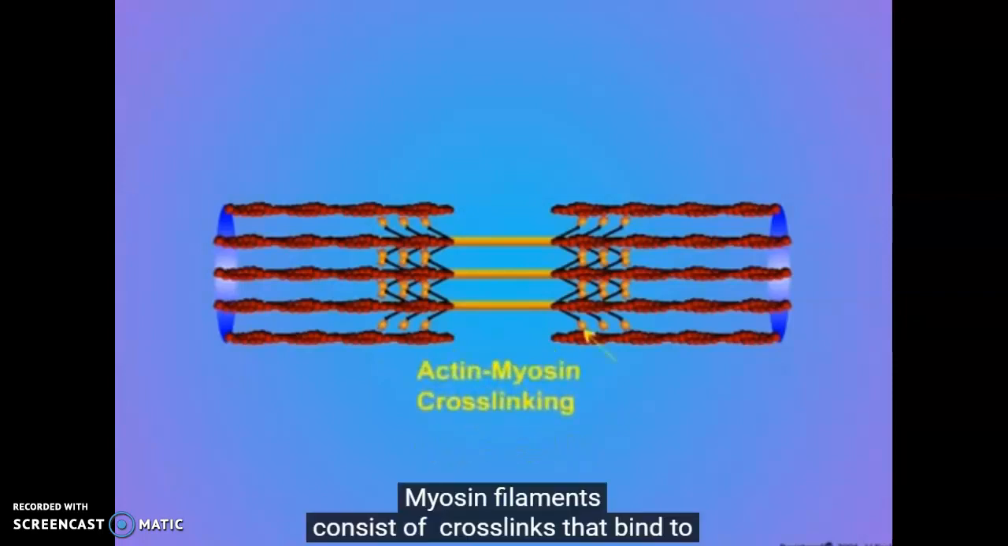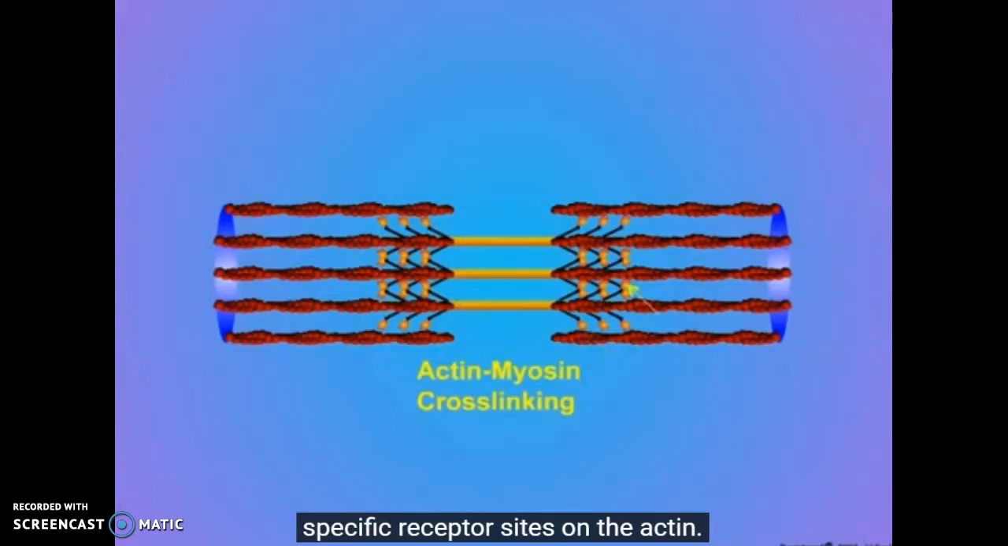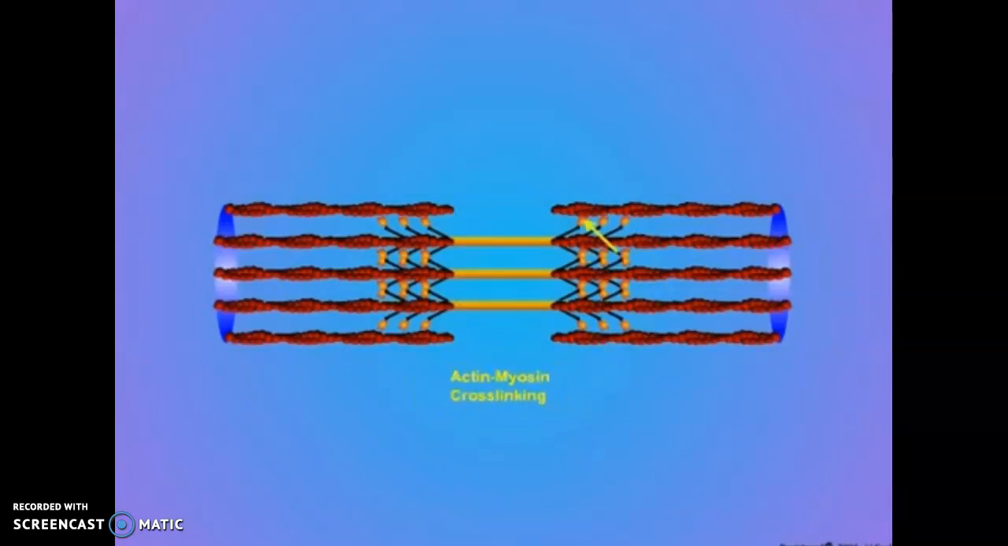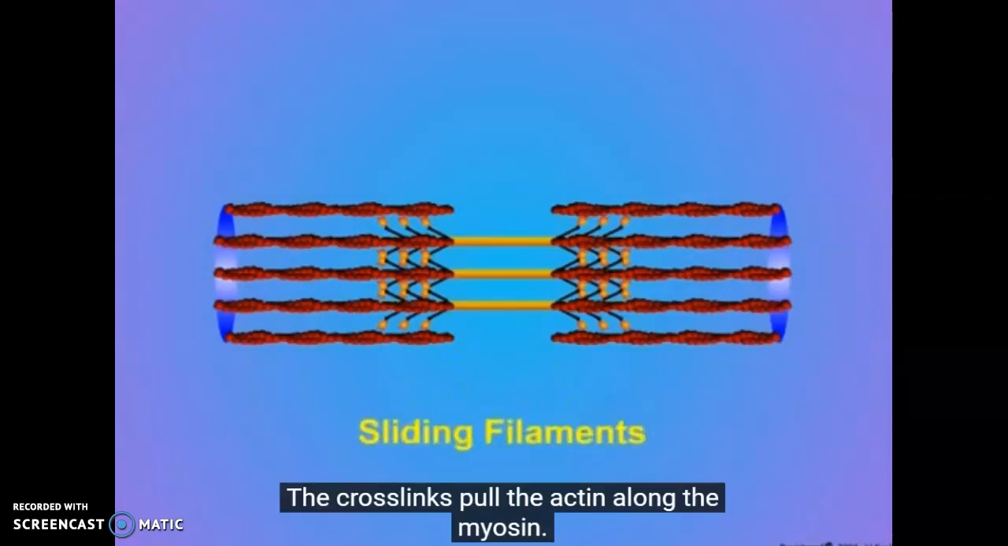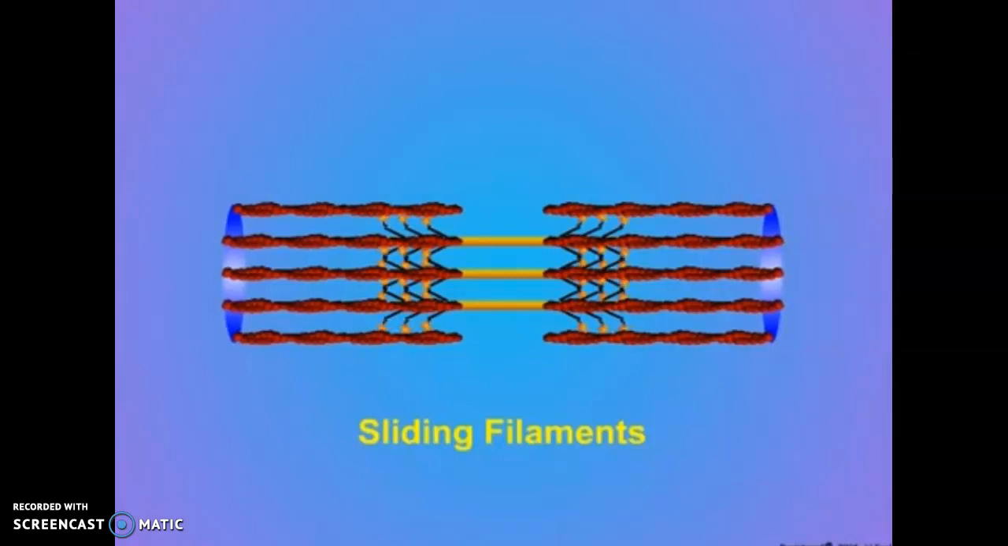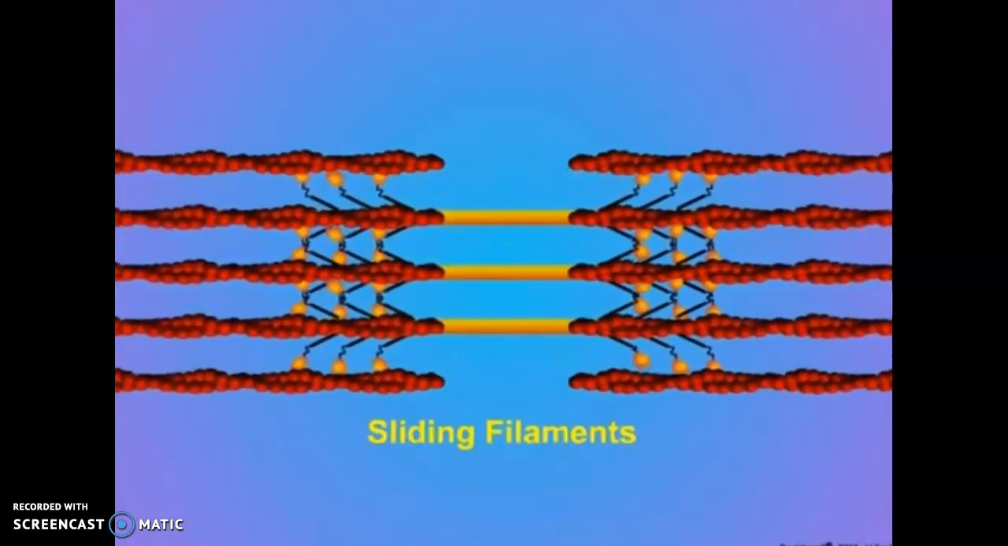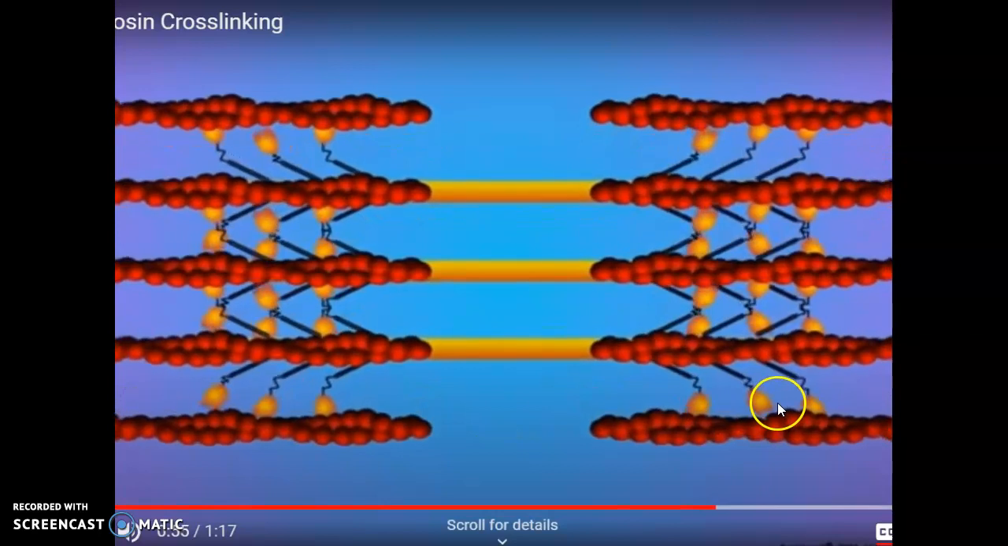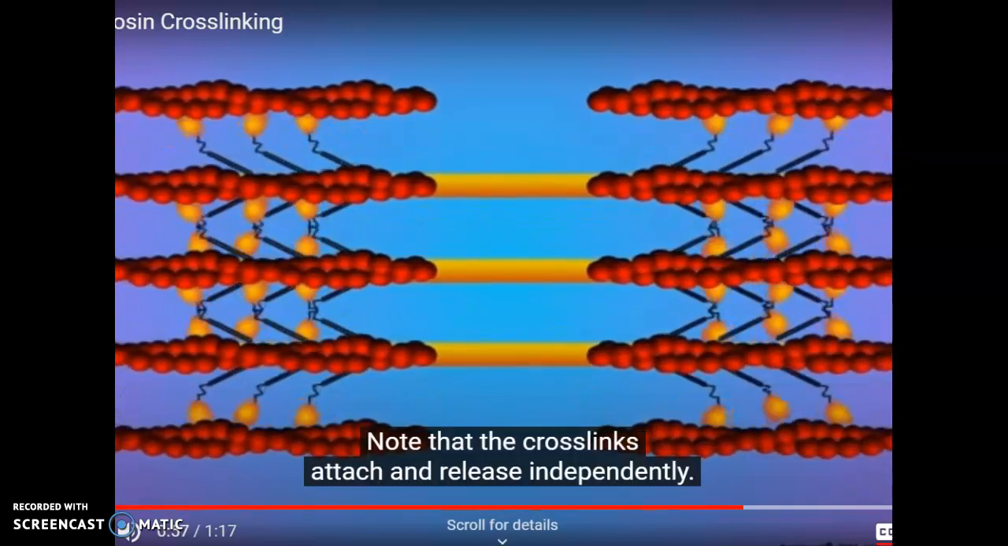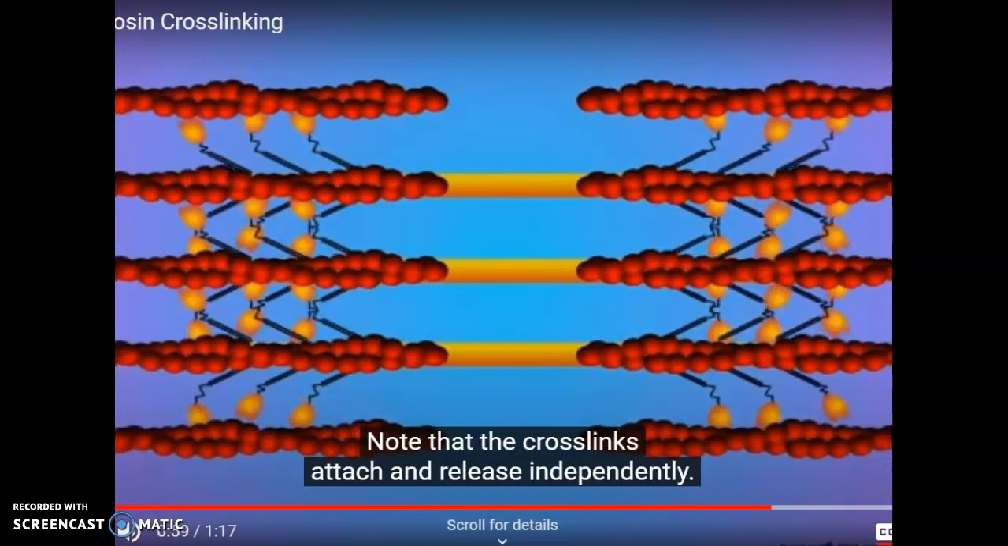Myosin filaments consist of crosslinks that bind to specific receptor sites on the actin. The crosslinks pull the actin along the myosin. Notice the kind of ratcheting action. Note that the crosslinks attach and release independently.